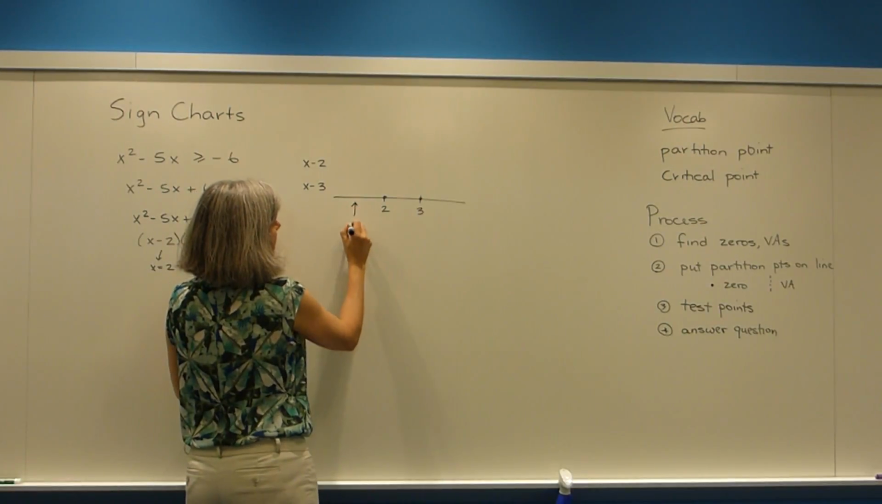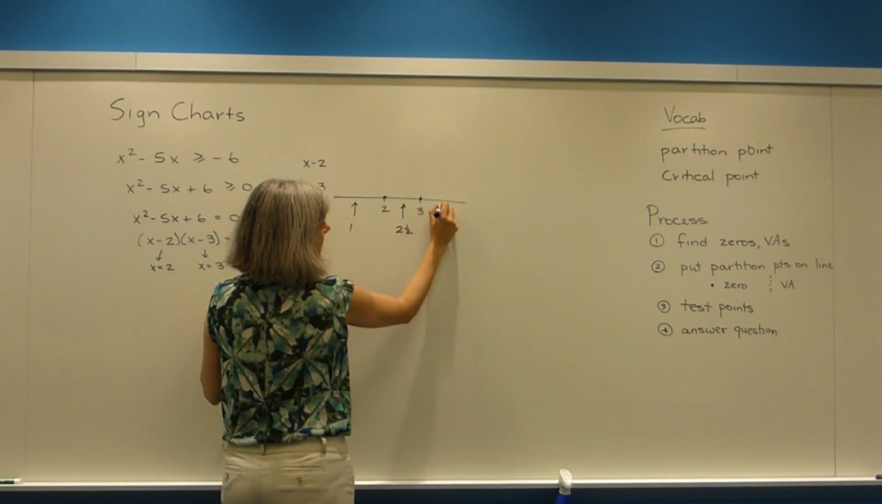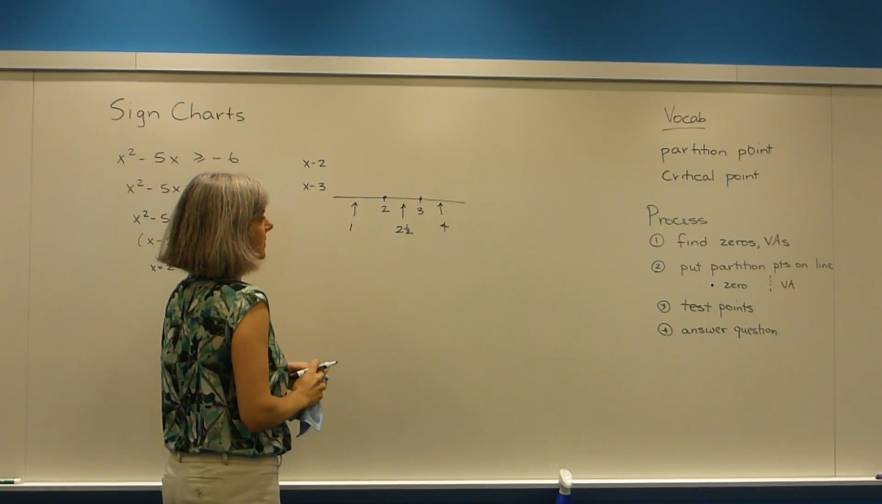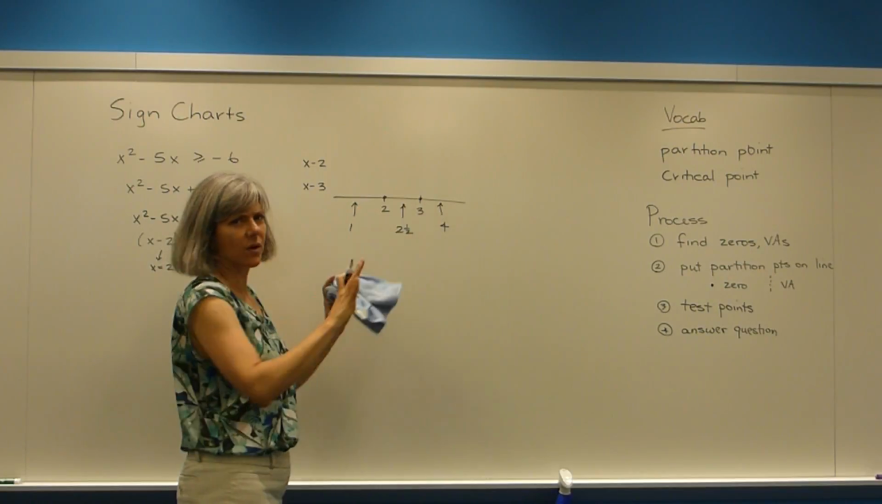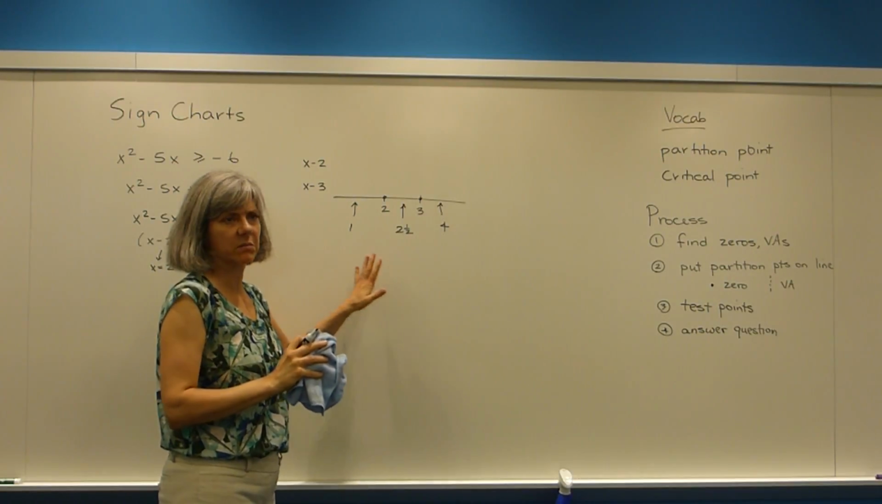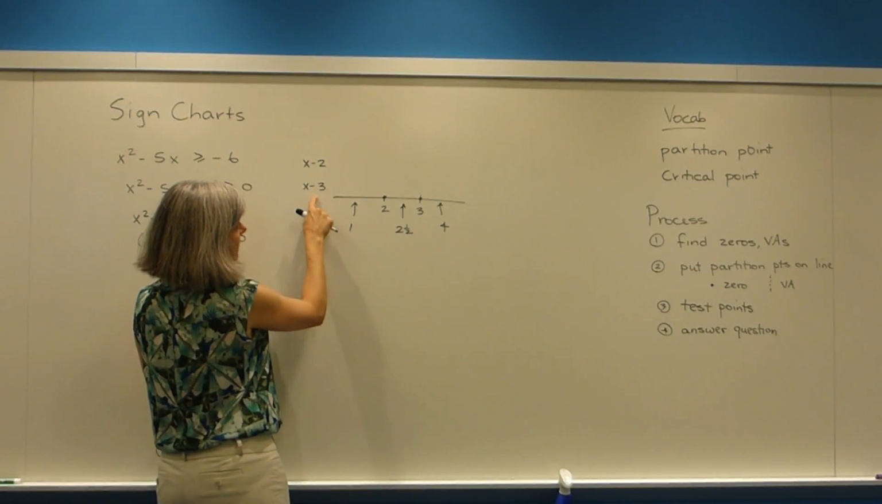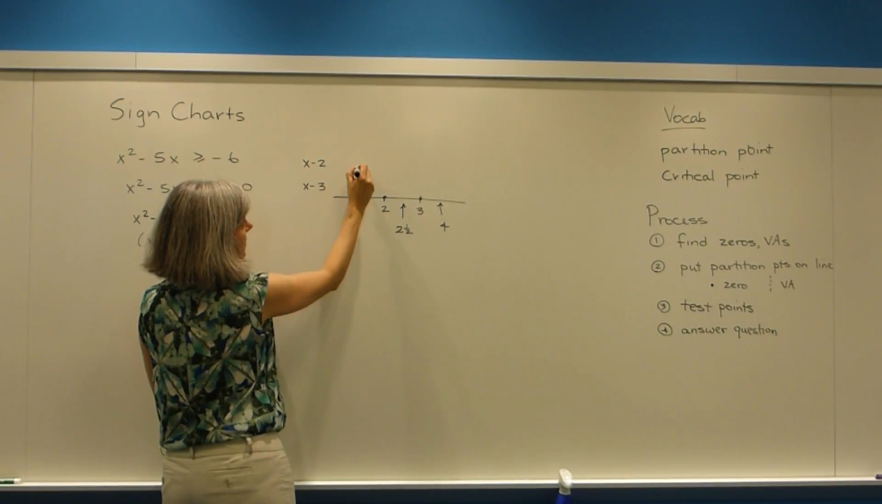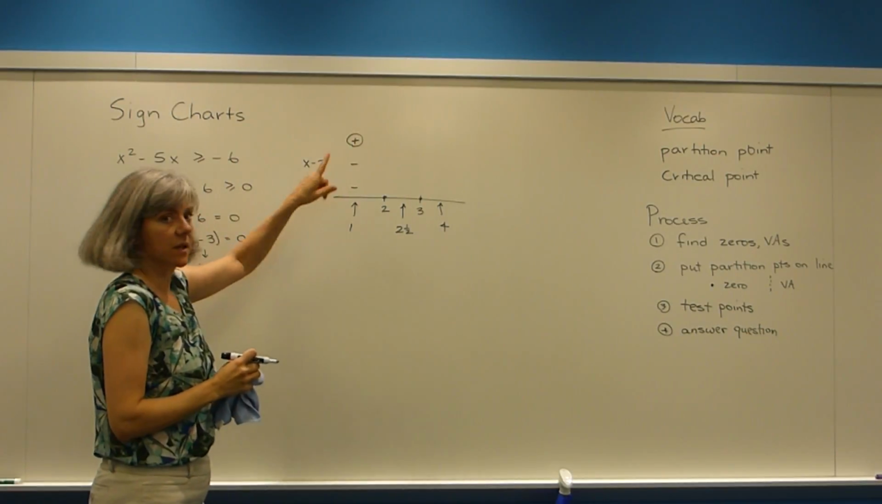So let's pick 1. That seems easy. We're stuck with 2.5, I think, and 4. Okay. I tend to do arrows. There are lots of different ways people do. There are all sorts of different setups for this. This is just my way, and whatever way works for you is great. Okay, so I plug in 1. 1 minus 3 is negative. 1 minus 2 is negative. Altogether, that's positive. Negative times negative, positive.